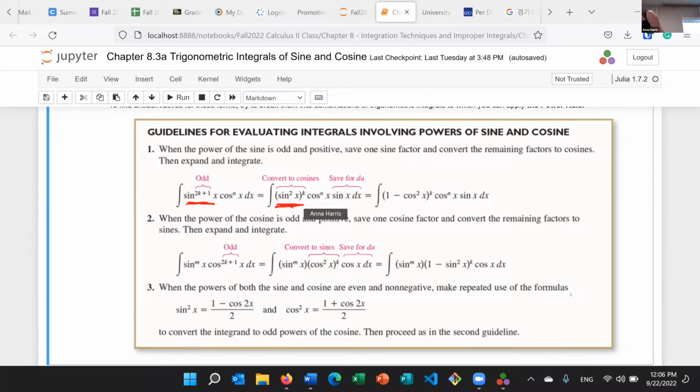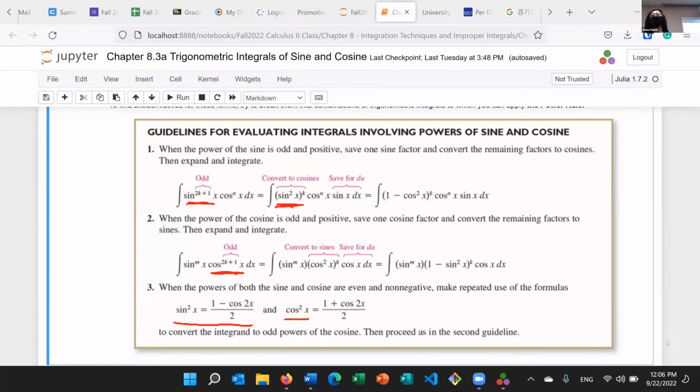When the sine has an odd power, you want to break that up and convert to cosine. You're going to leave only one sine, and the even power you're going to make into cosine. I'll tell you why. Next, if you have a cosine with an odd power, you do the opposite. You make that into sine, so we can do the u substitution.